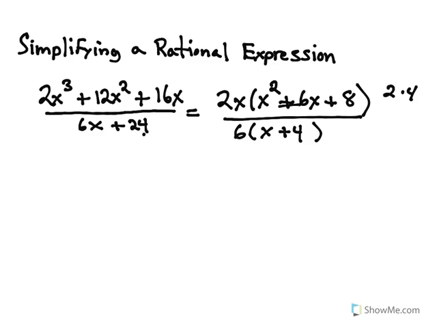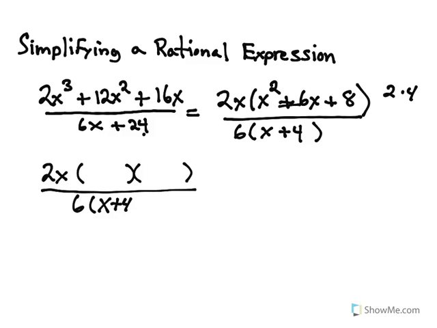2 times 4. And 2 times 4 gives me 8, and 2 plus 4 gives me the 6. So we can go ahead and write our 2 sets of parentheses. Keep in mind the denominator is already factored. There's nothing else we can do there.